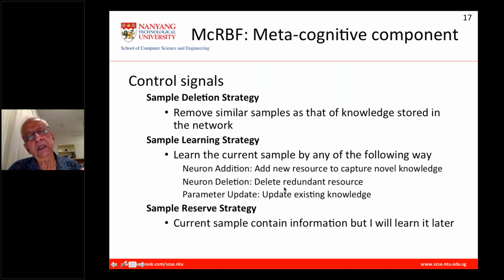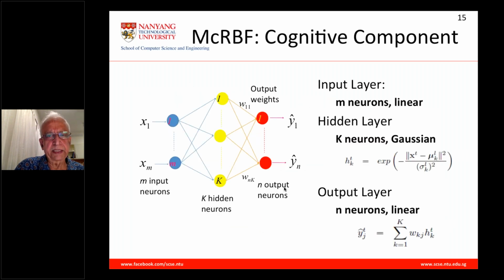And if the neuron is not being used after some time, see here, I go back here. You have learned it in the beginning, but later the output of this neuron is 0 all the time. Why do you want to keep this? Because you remember we are doing online learning. The structure should be as compact as possible all the time. So that is the thing.